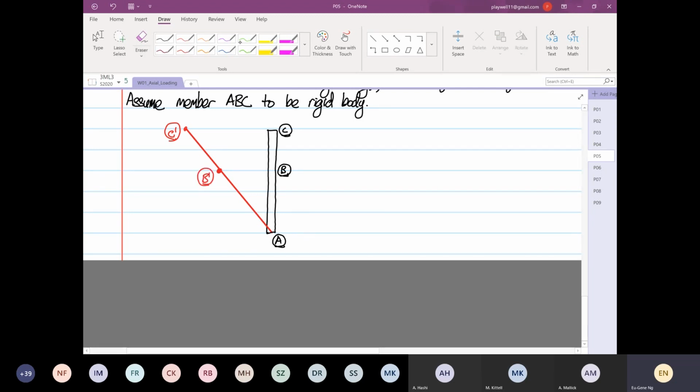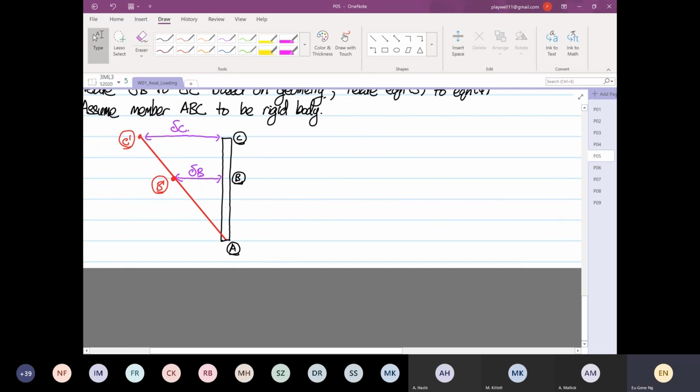The deflection is exaggerated. So we are aware that the distance from here to here is your delta B, and the distance from here to here is your delta what? C. So from here, because we are fortunate enough to have assumed that ABC is a rigid body, we can form another statement: we now know that points A, B prime, and C prime are on the same gradient.